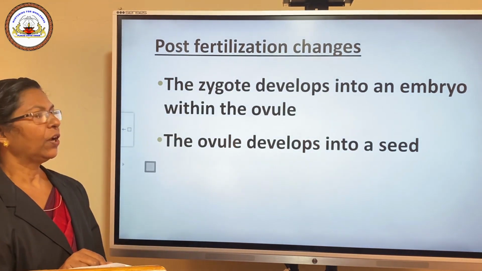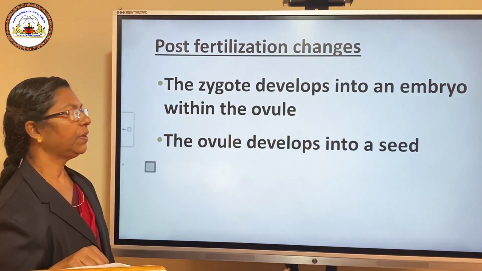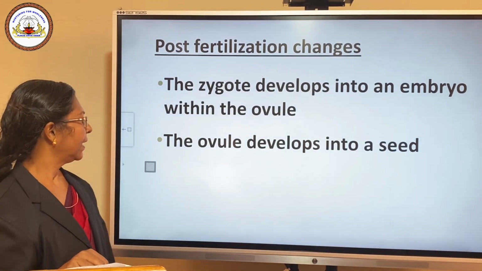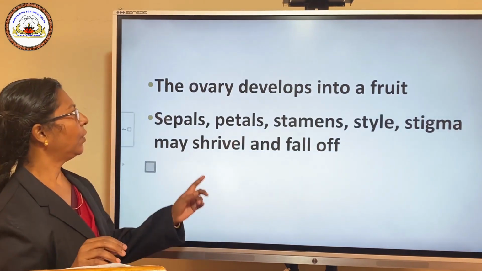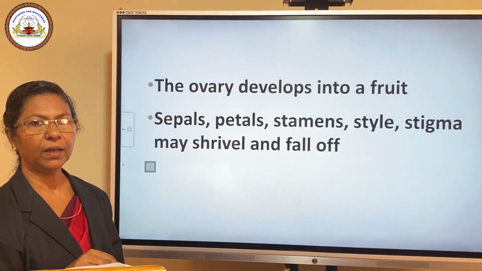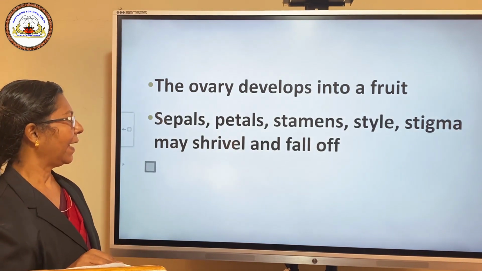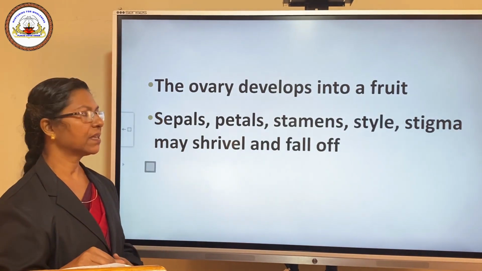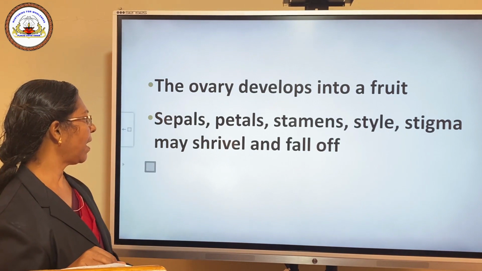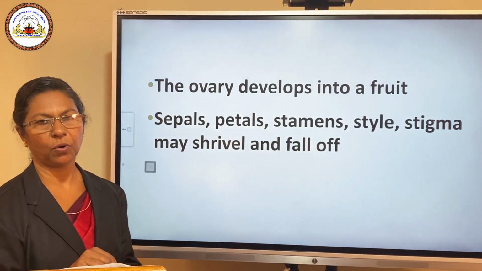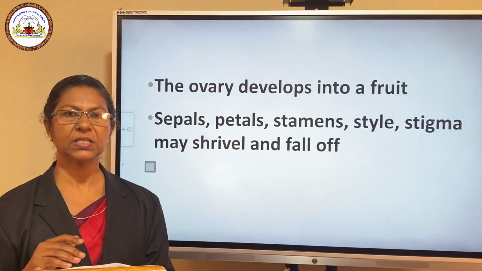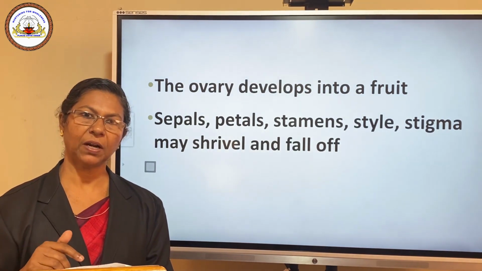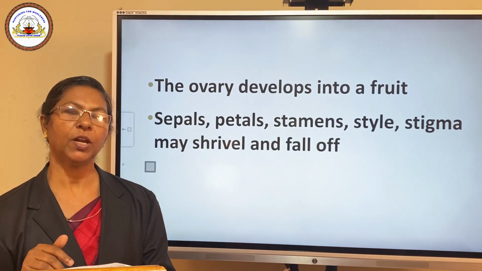First, the zygote develops into an embryo within the ovule. The ovule develops into a seed. The ovary develops into a fruit. And the sepals, petals, stamens, style and stigma may shrivel and fall off. So these are the post-fertilization changes in a flower. After fertilization, these are the changes happening to a flower.